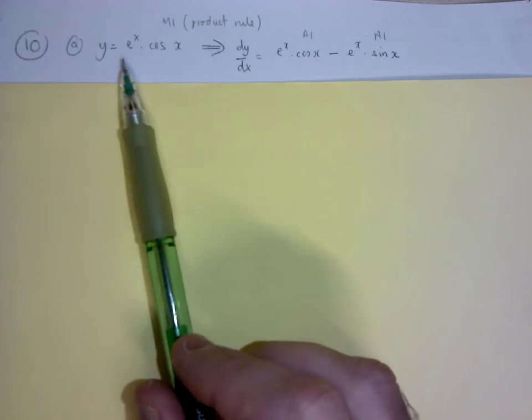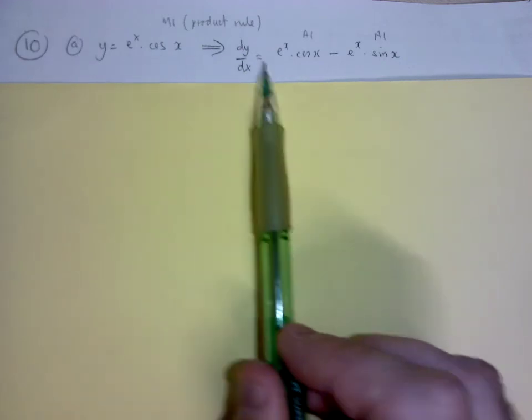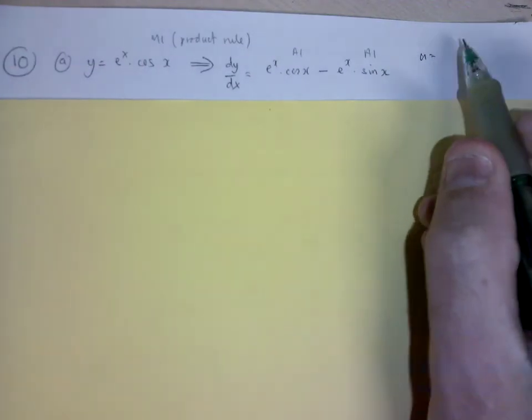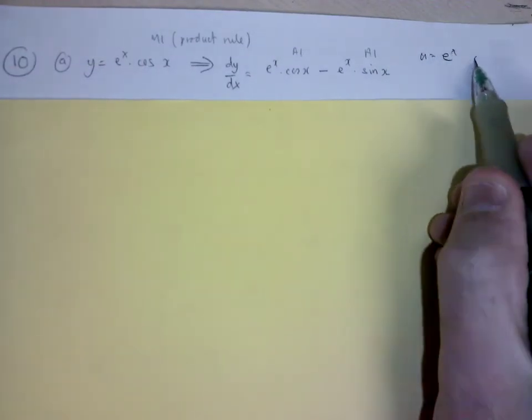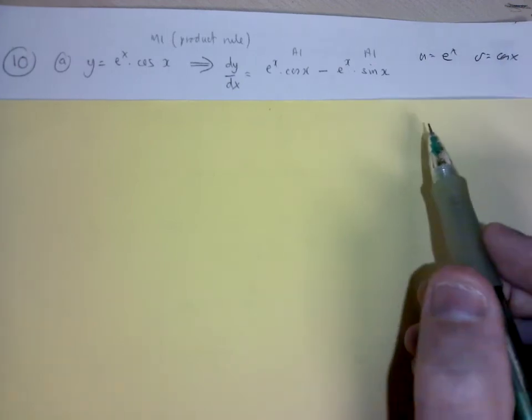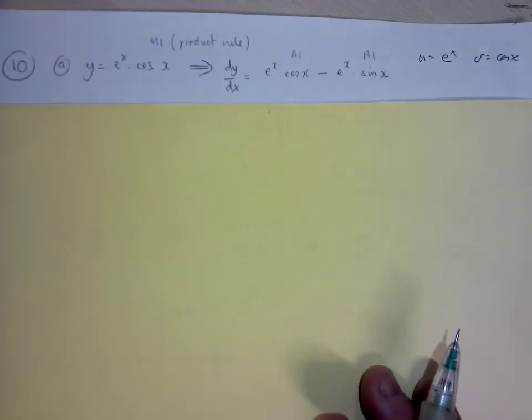So part A, find an expression for dy dx. So straightforward use of the product rule. You can write it down. I always like to write u equals e to the x, v is equal to cos x in this case, and then write down my terms. Put it together and get that.